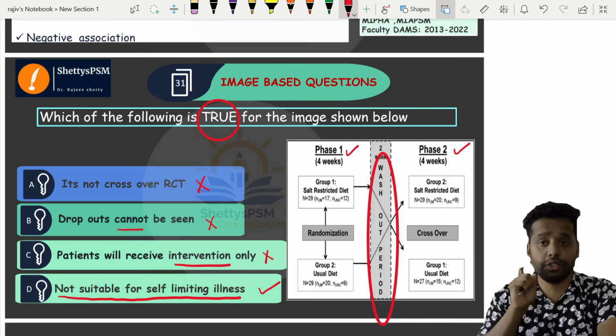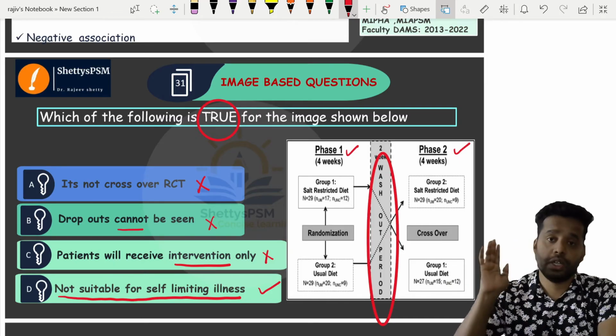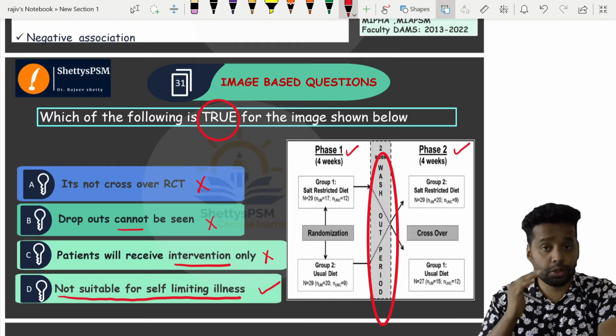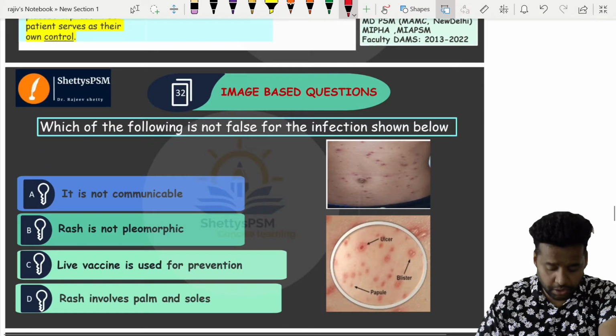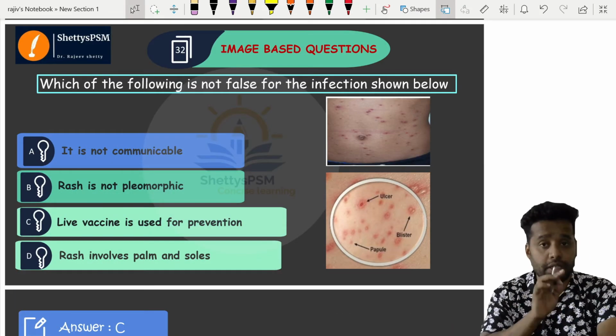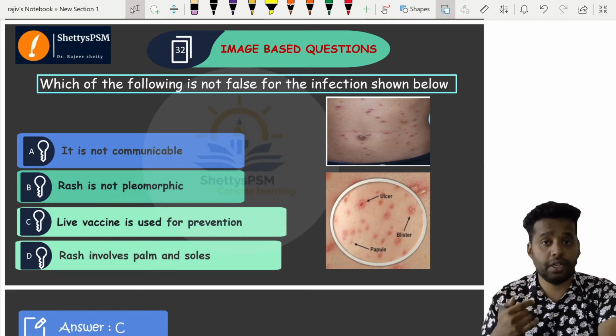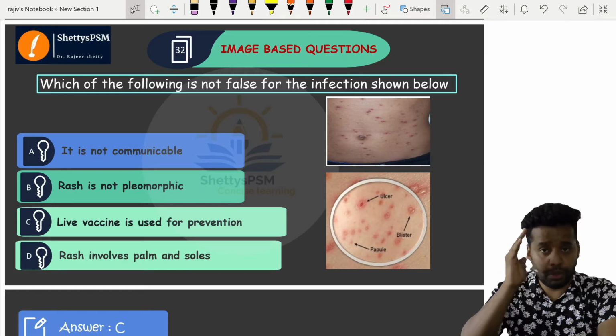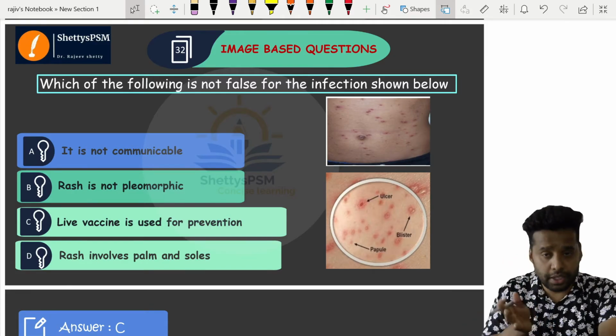That is why it is used only for chronic non-communicable diseases, not suitable for acute illness. So all these are rapid revision sessions. It's an ultra rapid mode that I am going through. You have to revise your notes and apply this concept.